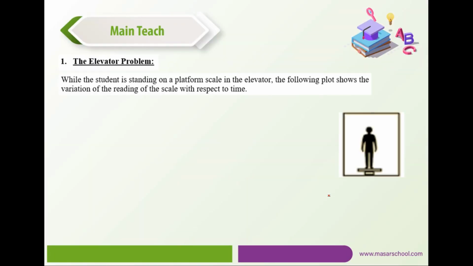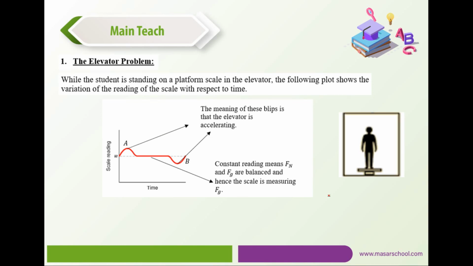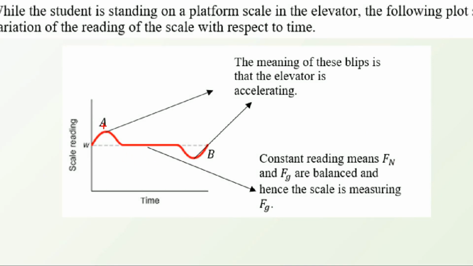We're still in the elevator problem. Now let me continue. While the student is standing on a platform scale in the elevator, the following plot shows the variation of the scale reading with respect to time. Here we have these two blips, A and B, in the scale reading. Basically this reading of the scale would be the normal push, and sometimes it would be equal to W, greater than W, or less than W.